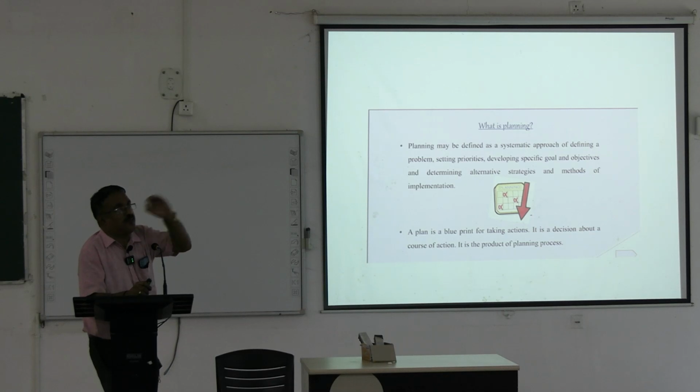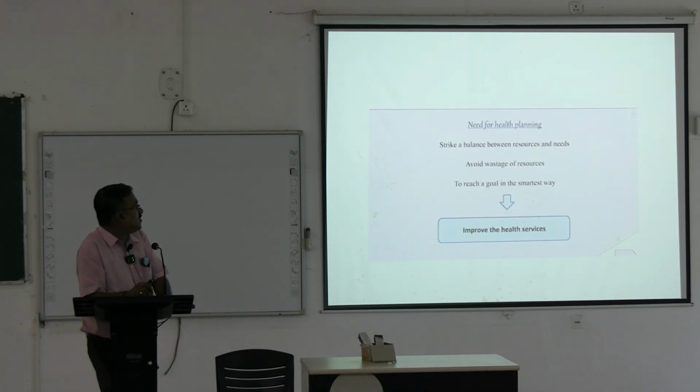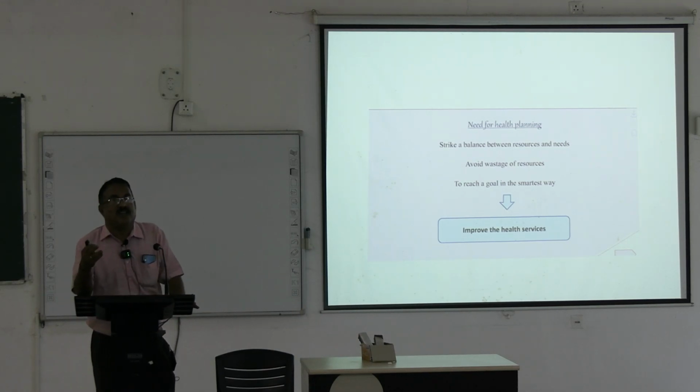Often we suddenly jump, we got a plan, we'll do it. But planning has certain processes in it. You cannot do the plan all of a sudden. So, the need for health planning is to strike a balance between resources and needs, avoid wastage of resources, reach a goal in the smartest way, and improve the health services. This is the way you actually work on a plan.